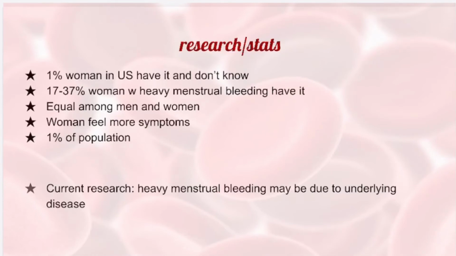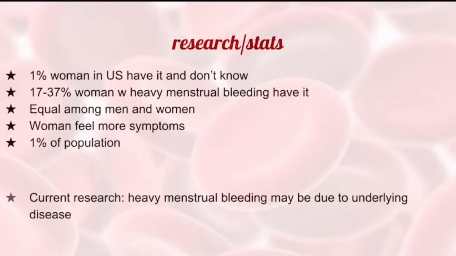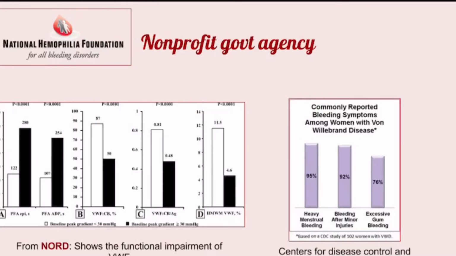Some more stats are that 1% of women in the U.S. have it and don't know it, 17 to 37% of women with heavy menstrual bleeding have it, and it is equal among men and women, but women feel more symptoms. It affects 1% of the population. These are just some visuals that I found from several different nonprofit agencies for VWD. From NORD, this graph shows the functional impairment of VWD. And from the CDC on the right, this shows that it is the Centers for Disease Control and Prevention.